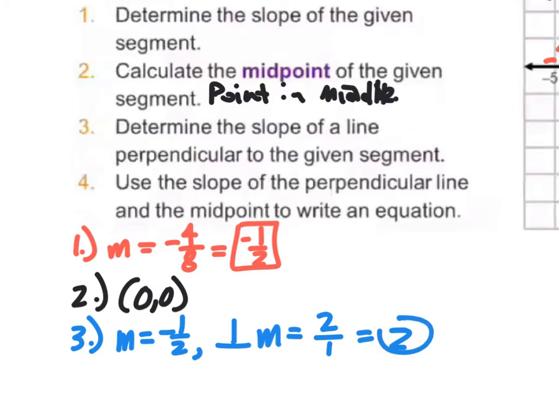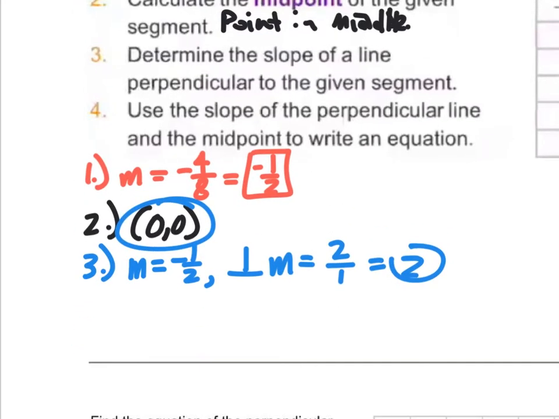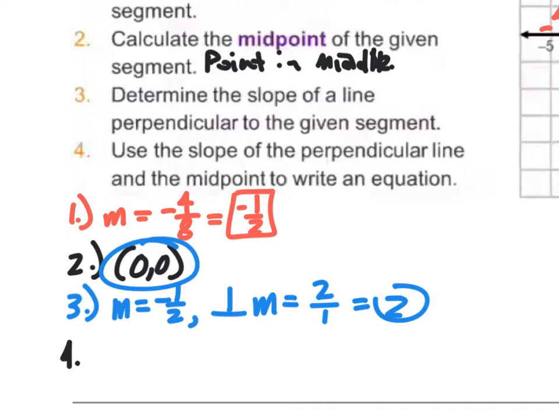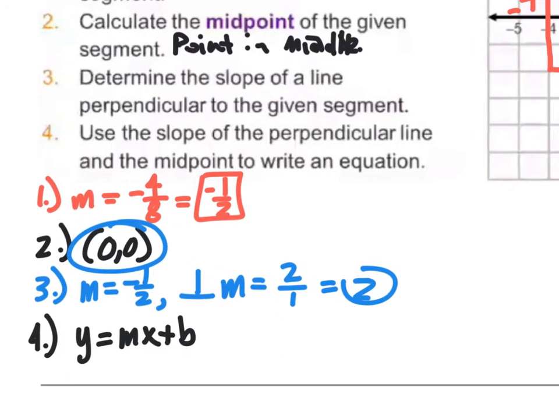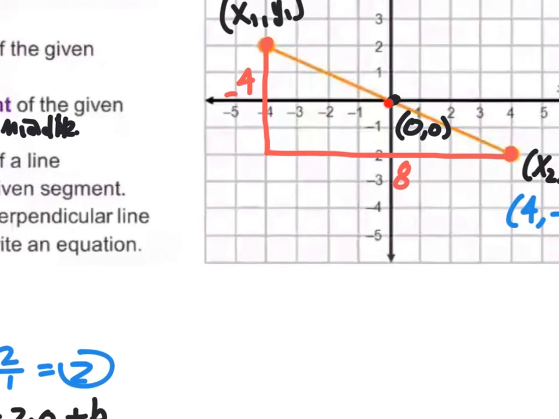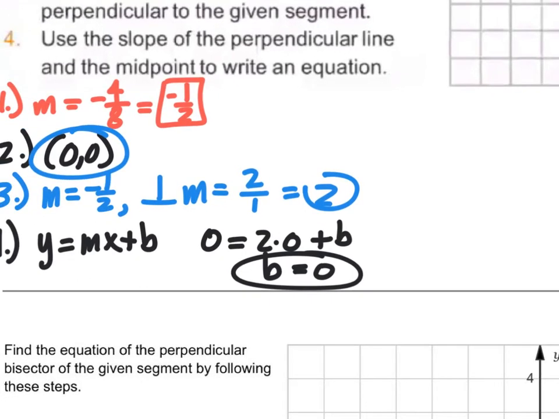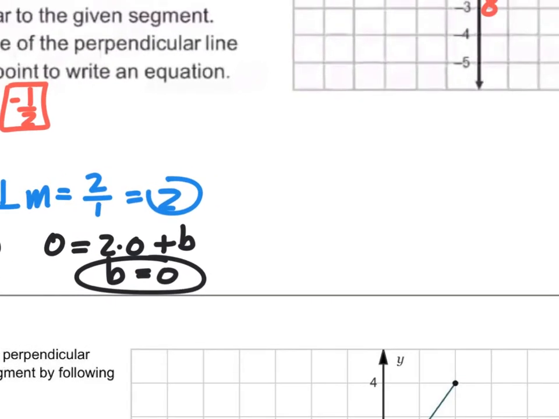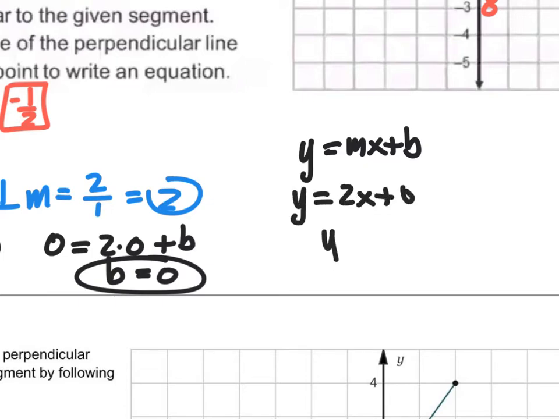So I have my slope and I have my point, and now I'm going to put this into slope-intercept form. Using y equals mx plus b, you can just plug in 0 for y is equal to 2 times 0 for x plus b, and you end up getting that b is equal to 0. I did that algebraically. You can also just tell on the graph that this is the point that crosses the y-axis, so that's 0. I know my slope is 2 and my y-intercept is 0, so using y equals mx plus b, I get y equals 2x plus 0, so y is equal to 2x. And that's it.